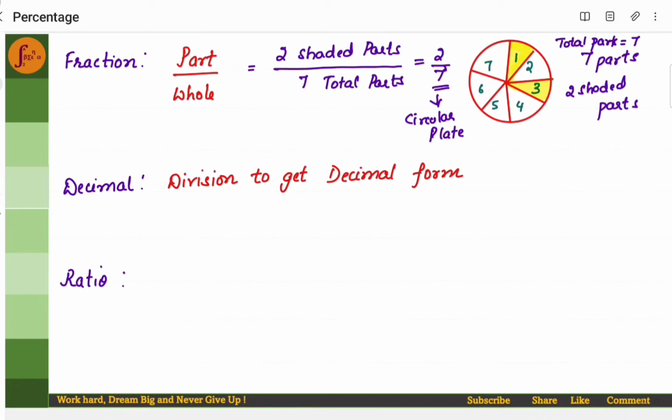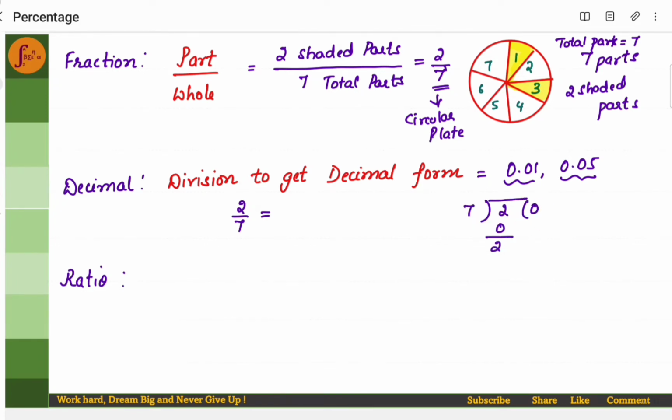Now what is a decimal? A decimal is any number where there is a decimal point, such as 0.01, 0.05. All these are decimal numbers. Now, if I give a fraction, say 2 by 7, how do I write it in decimal form? Simply by division. We use division.